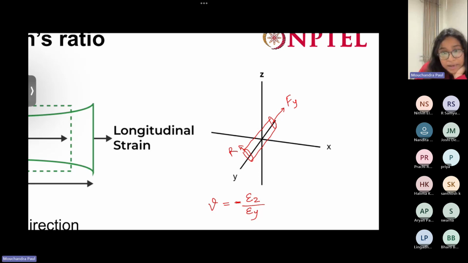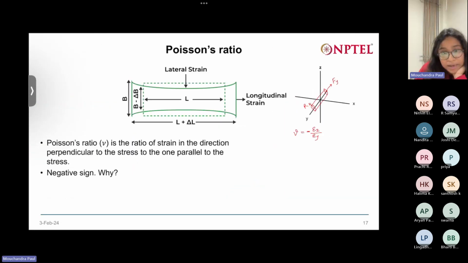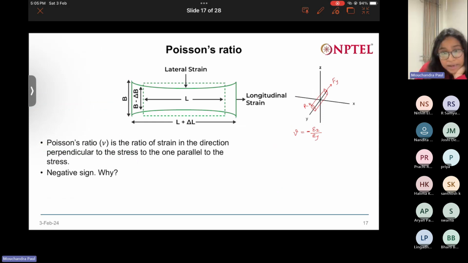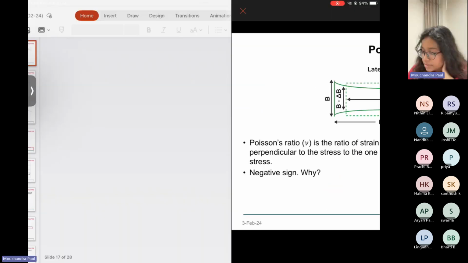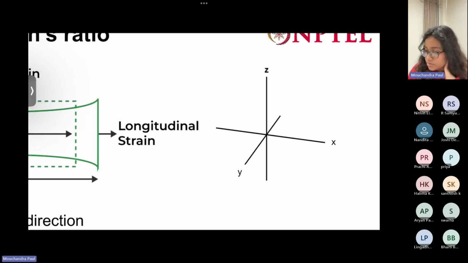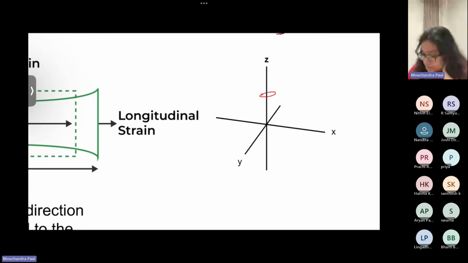And again, if it is still not clear, remember the minus sign will always be there whenever you are trying to define Poisson's ratio. So, again, let me draw a cylinder like this. And the force here is applied in Z direction.